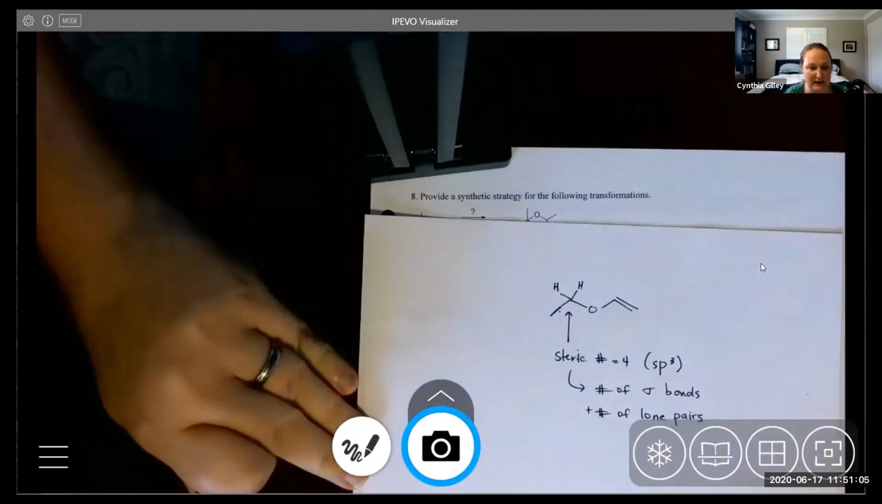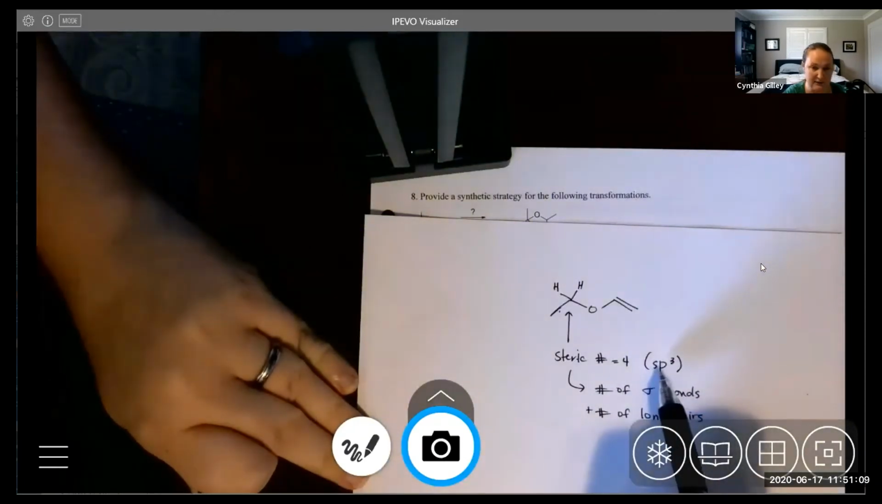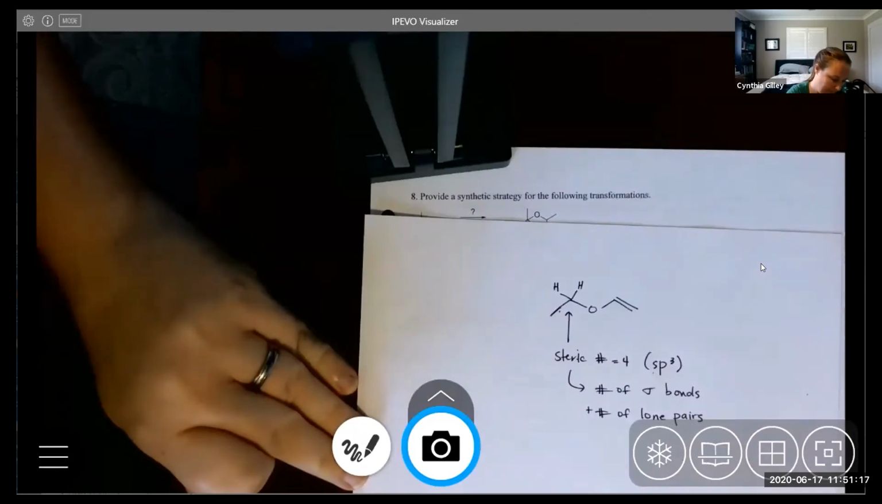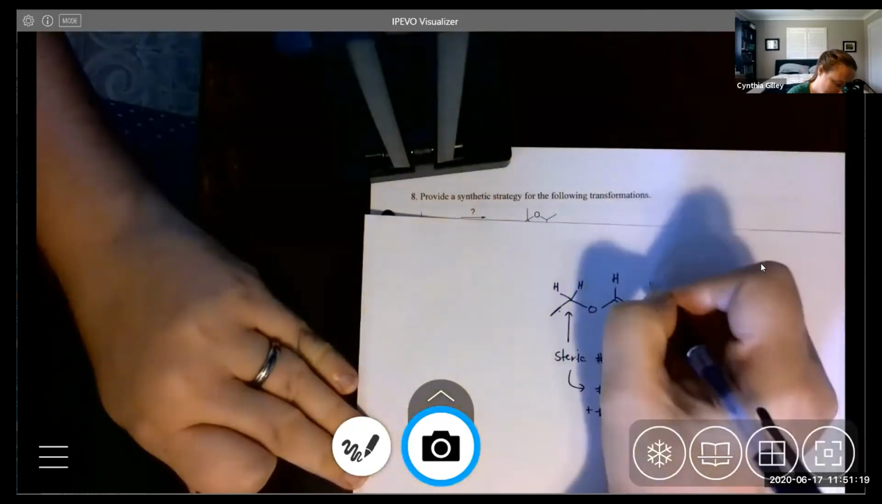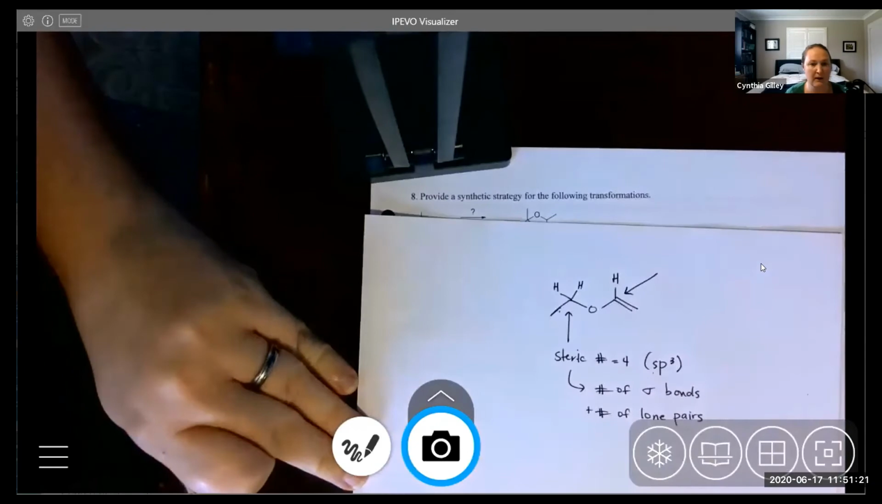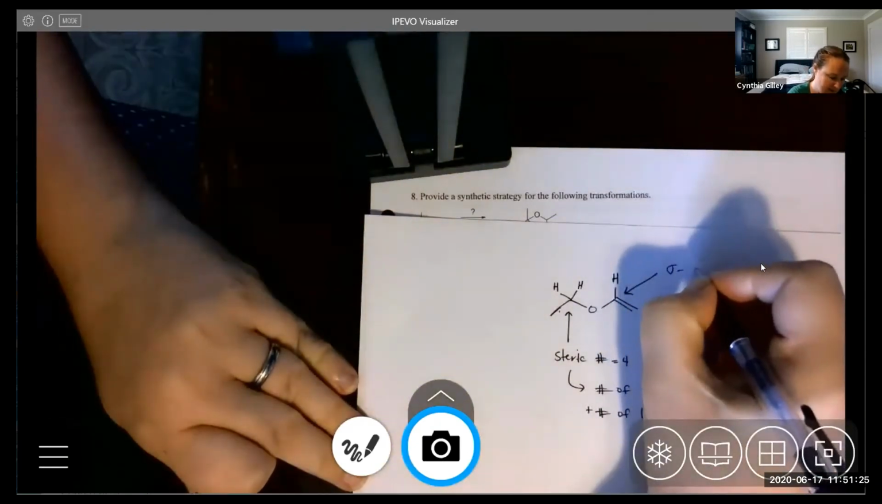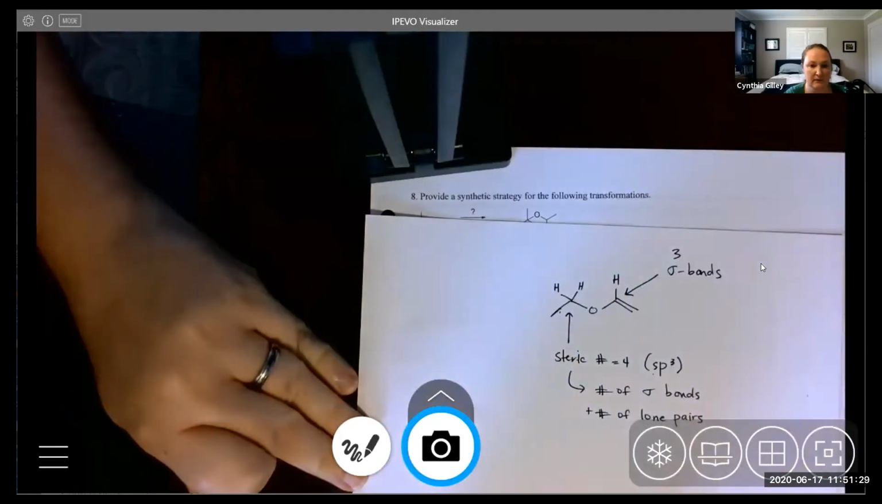So basically, to make 4 bonds, it had to hybridize its 2s orbital and all 3 of its 2p orbitals to get 4 new sp3. Whereas on this side, this carbon is only making 3 sigma bonds and has no lone pairs.